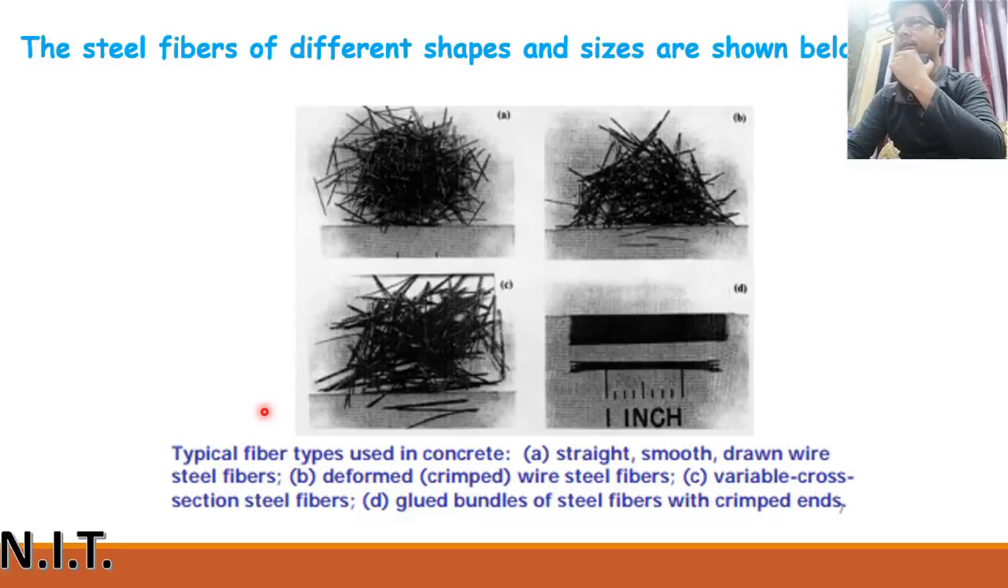These are the different sizes and shapes of steel fibers. Steel fibers of different shapes and sizes are shown here. Picture A means straight, smooth, drawn wire steel fibers. B means deformed, crimped wire steel fibers. C means variable cross section steel fibers, and the fourth one is glued bundles of steel fibers with crimped ends.